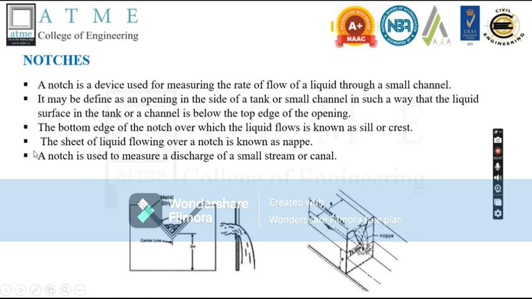The sheet of a liquid flowing over a notch is known as nappe. A notch is used to measure a discharge of a small stream or canal. In the figure we can observe this is a V shape or triangular notch which is fixed to the one end of the open channel.